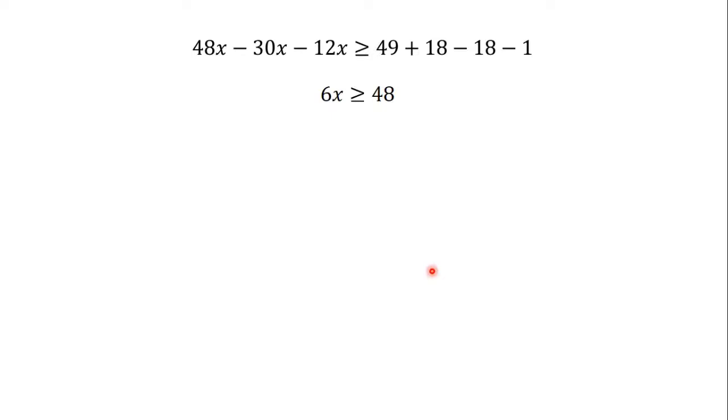When you get here, what do you do? You divide through by the number attached to the variable. The number attached to the variable is 6. So you divide through by 6. So 6 will cancel 6 to give us x. 48 divided by 6 will give us 8. So the answer to our question is x is greater than or equal to 8. Try and represent this answer on your number line and see if you'll be able to do it.